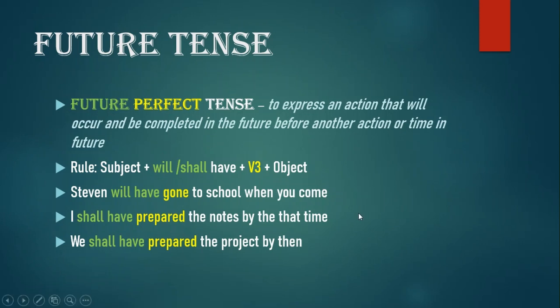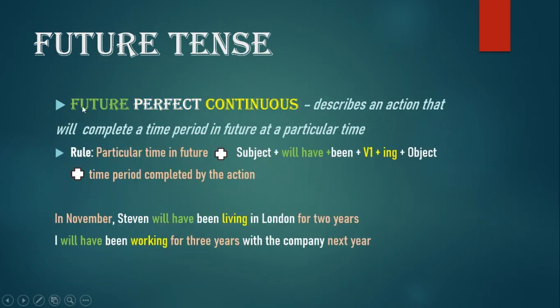In case of plural, again I have taken the first person example. We shall have prepared the project by then. So in future, at that particular time that somebody might be mentioning, we say that we shall have prepared the project by then. Coming to the last of the classifications for future tense, it is future perfect continuous.